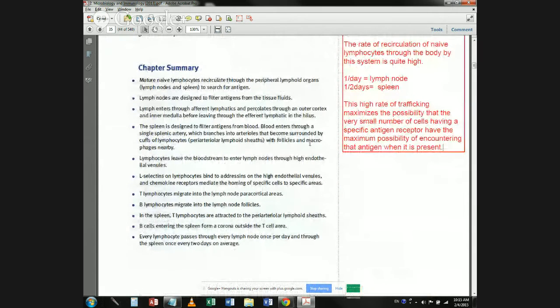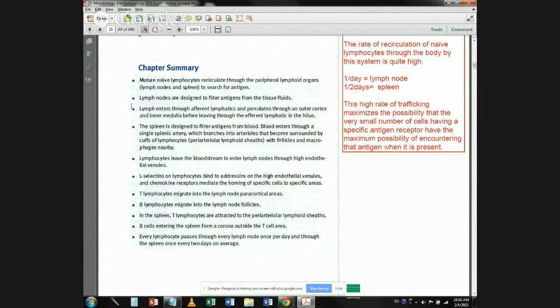All right, chapter summary. Mature naive lymphocytes recirculate through the peripheral lymphoid organs, obviously the lymph nodes and the spleen, to search for, and hey, we didn't talk about MALT. Hey, come on now. To search for antigen. Lymph nodes are designed to filter antigens from the tissue fluids. Here, basically, lymph enters through the afferent lymphatics and percolates through the outer cortex and the inner medulla before leaving through the efferent lymphatic in the hilus.